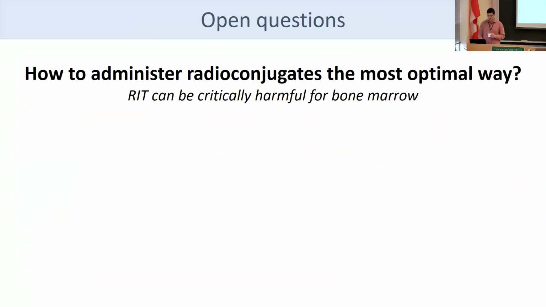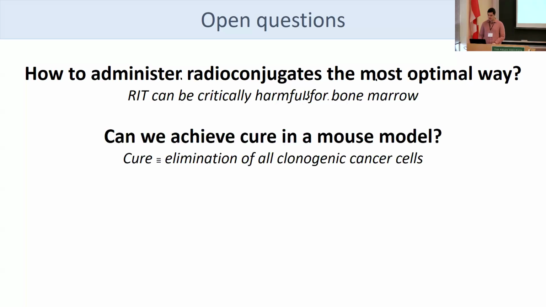One of them is how to administer radioconjugates in the most optimal way. Radionuclides spontaneously emit particles in random directions, and only some of them affect cancer cells. And radionuclides circulated in blood pose a significant threat to well-perfused, rapidly proliferating organs like bone marrow. Therefore, radionuclides suppress hematopoiesis, and red marrow is always considered a crucial organ at risk for radioimmunotherapy. It isn't clear whether we can achieve cure, at least in the mouse model yet. Formally, cure implies elimination of every single malignant cell, while even a residual, technically undetectable number of them can promote tumor recurrence.